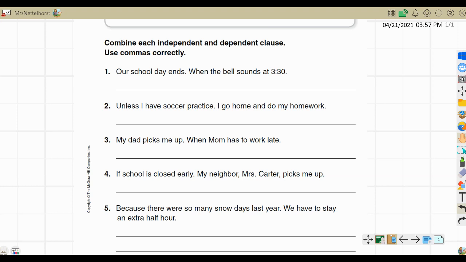Our school day ends. So I ask myself, is this a sentence by itself? So what is my subject? Our school day is the subject. The predicate is ends. So that is a sentence by itself. So that would be an independent clause. When the bell sounds at 3:30, that is not an independent clause. That's dependent. And it starts with a subordinating conjunction. So when we write this sentence, it will go like this.